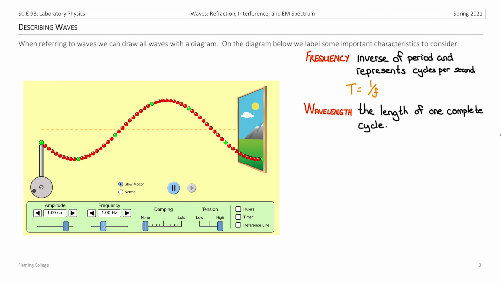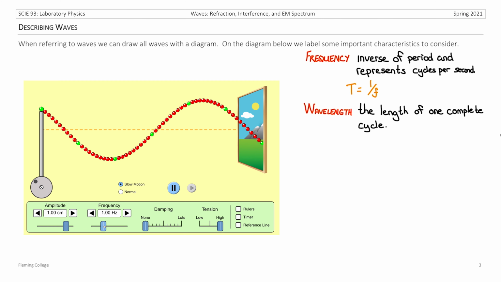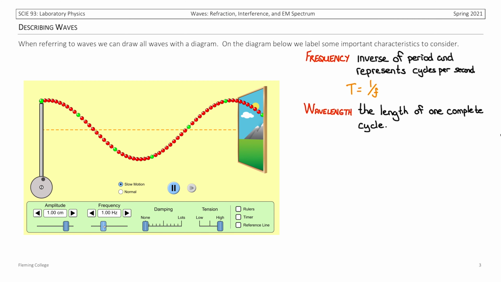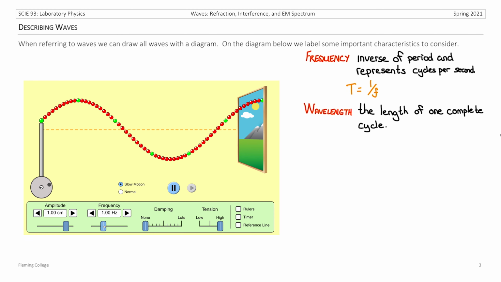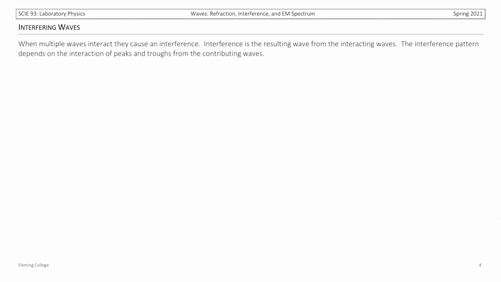And we're going to let the demonstration go again, and again noticing that the shape of the wave as it moves through the string is that sinusoidal pattern where we go up and down and back up again, and we continue to repeat through the entire range of motion. When multiple waves interact, they cause interference. Interference is what we call the resulting wave when interacting waves meet. The interference pattern will depend on how the peaks and troughs from the contributing waves meet.